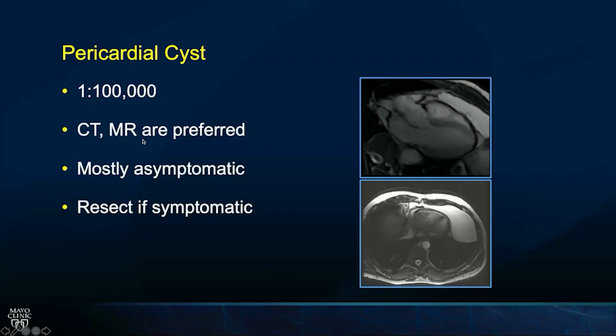You diagnose them usually with tomographic images. You can see them with echocardiography. You mostly don't have to do anything with them because they mostly aren't causing any compromise. But if they are in a position where they're, say, compromising RV filling, then you would have to resect it.